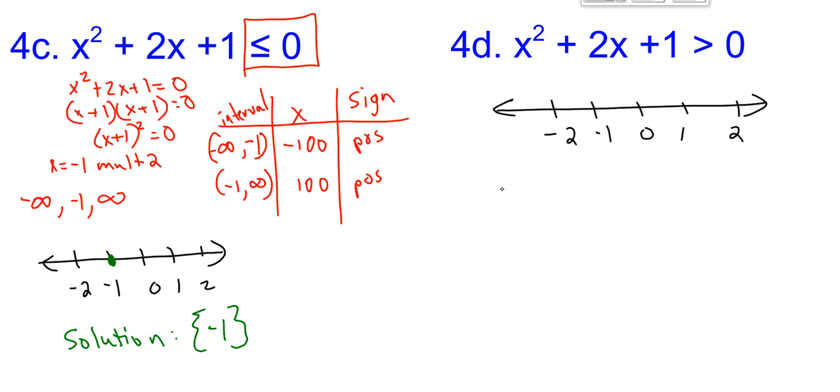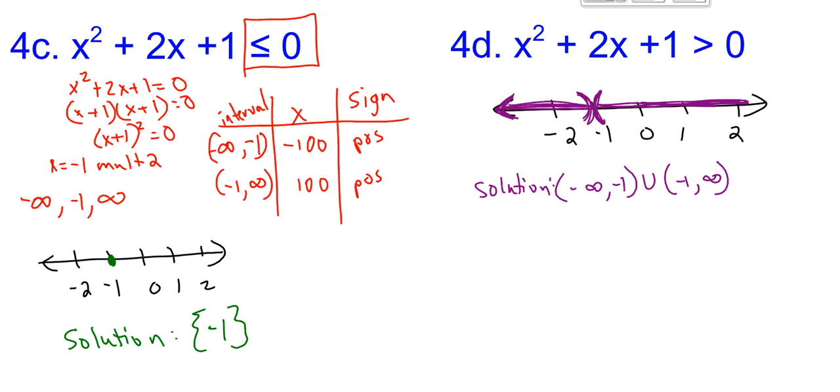So our solution is -infinity to -1 union with -1 to infinity. And when we graph that, here's our -1. We go this way and shade, with that open parenthesis, and then the open parenthesis this way, and then we shade that way. So it includes everything on the number line except that one number.